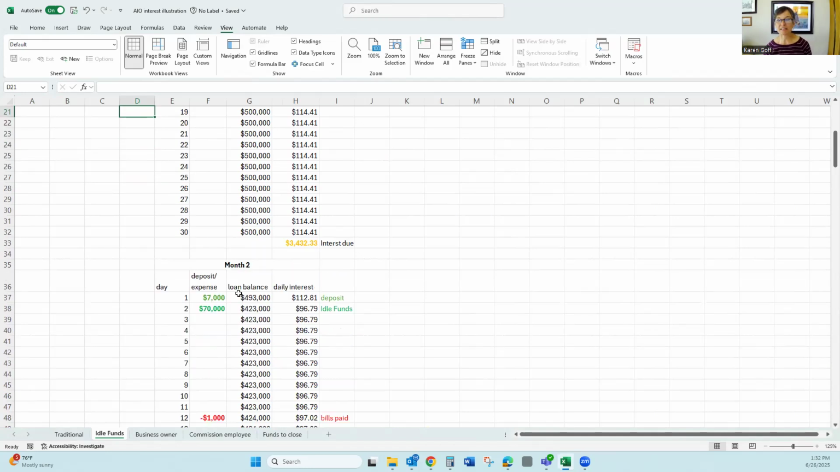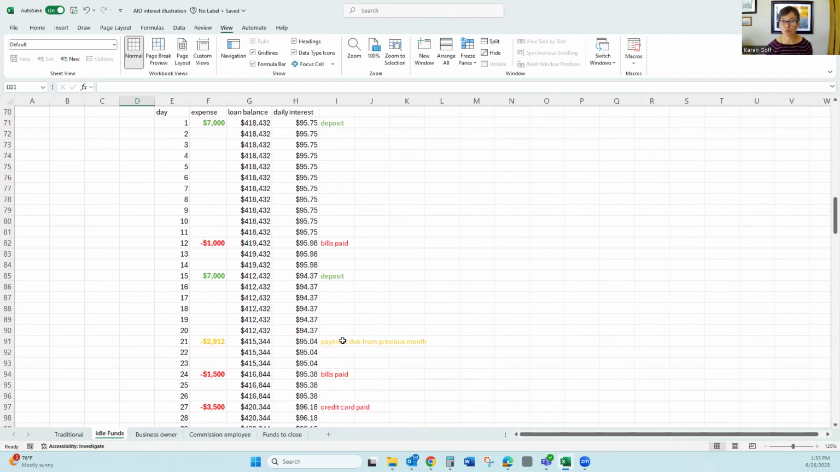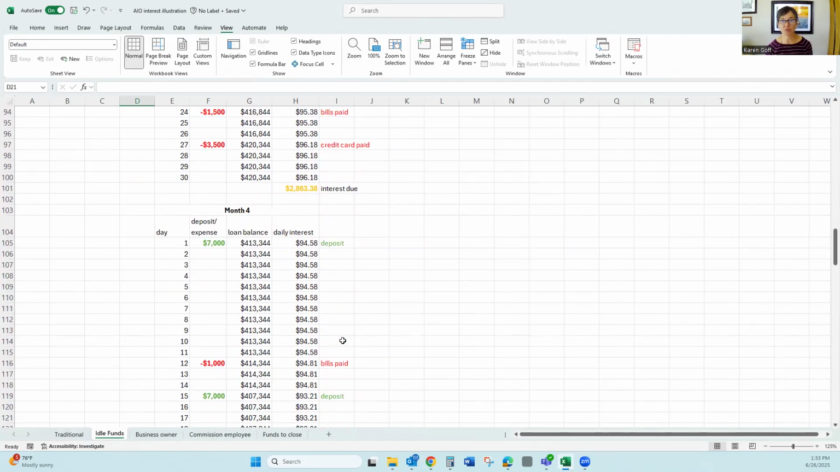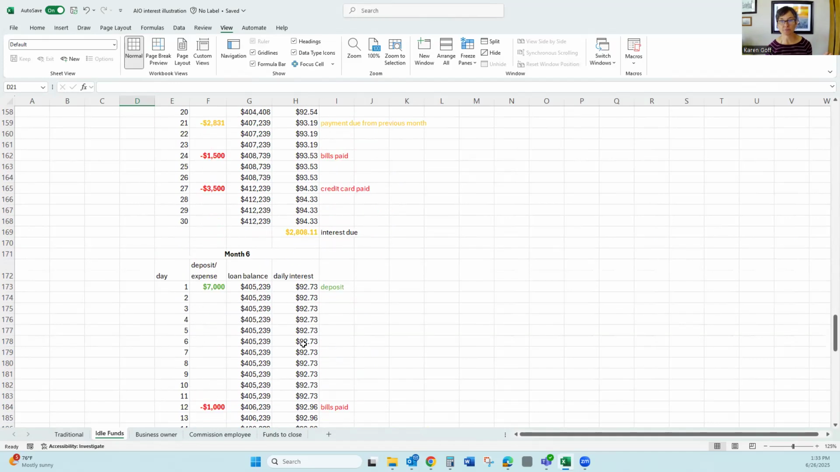So you can see here, again, month two, in this case, they get their account set up. Now, everything else is the same. It's somebody who's depositing $7,000 twice a month, their expenses, all that. But they're able to take that $70,000 and lower their loan balance by it, which is lowering their interest, of course. So now, going through, I still did month 4 with the tax payment. Everything else is the exact same as the first scenario.